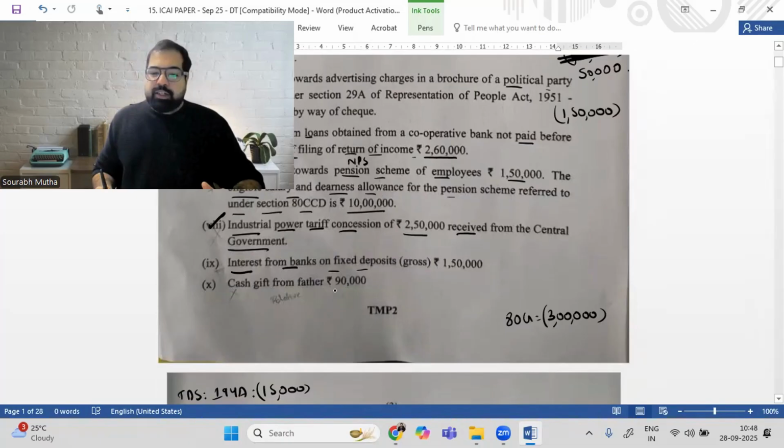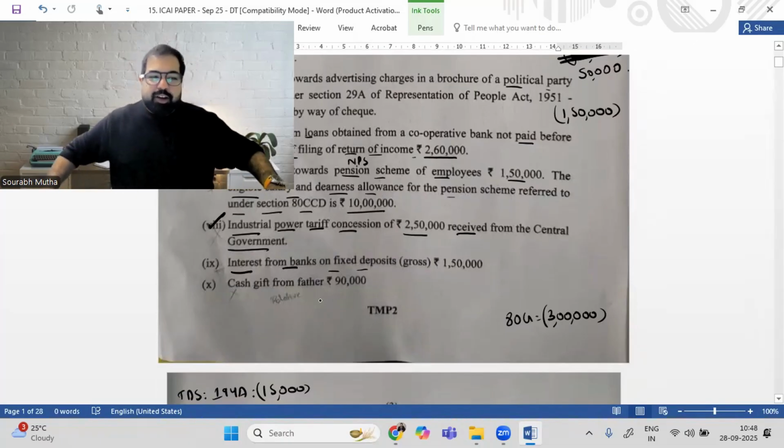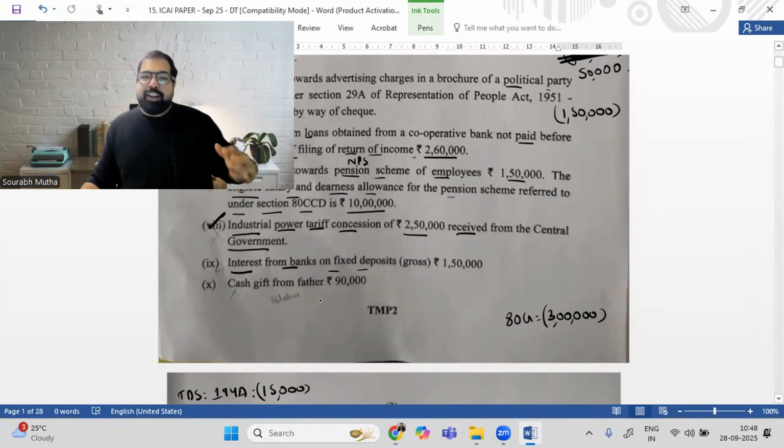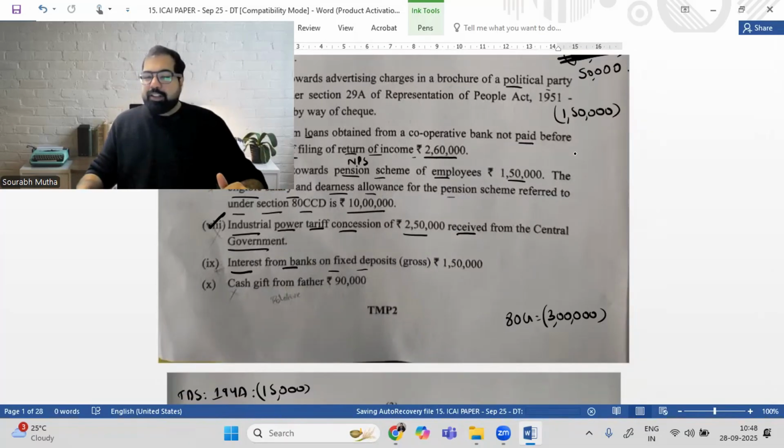Next, cash gift from father, guys. A gift from father is precious. You will realize very soon that gifts from father are very precious. My father gifted me a Royal Enfield bike when I cleared inter exams, and that is still special. This cash gift from father is never taxable, guys. There is no tax, even under IFOS. So I'm just going to put it here.